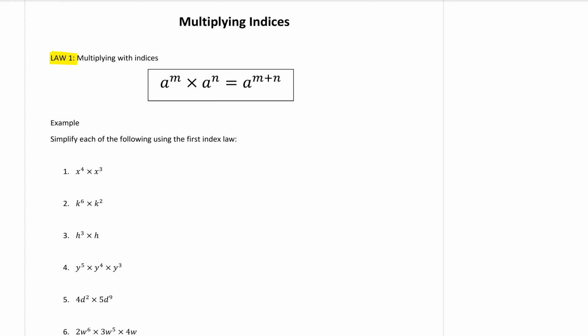Okay, so the law here is written in the box. If we want to multiply together two things that have the same bases, so they both have A as their base, when they multiply together, A will still be the base, but the powers, so the first one had a power of M and the second one had a power of N, the powers we add together. Okay, so the bases have to be the same for this to work though. Let's have a look at how you do that in these questions.